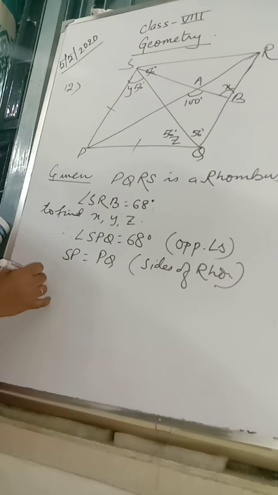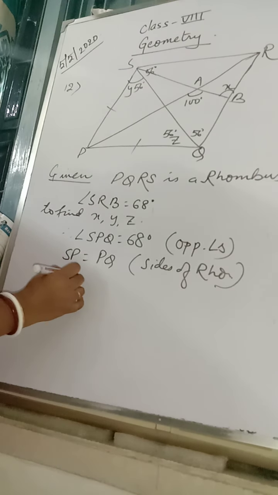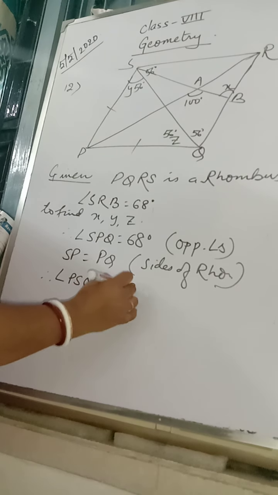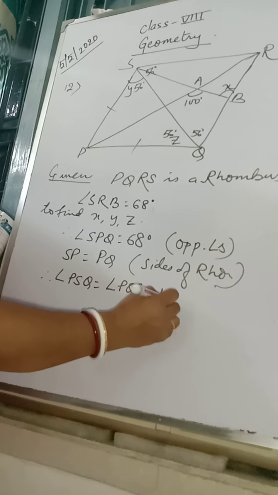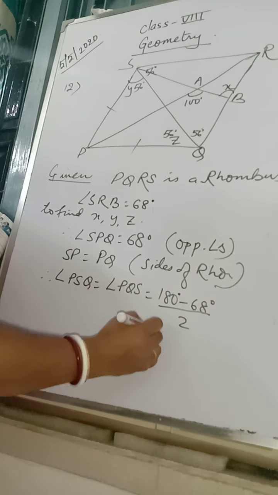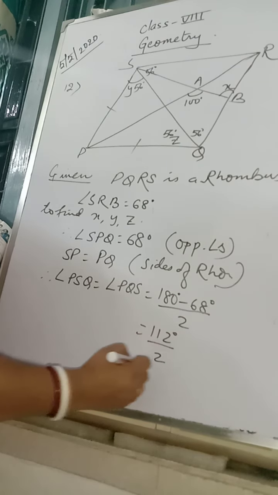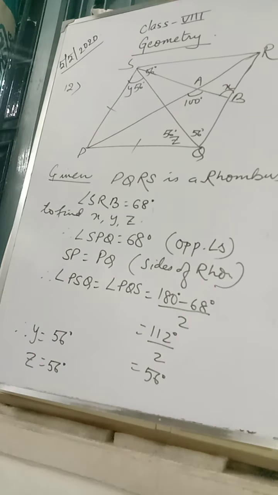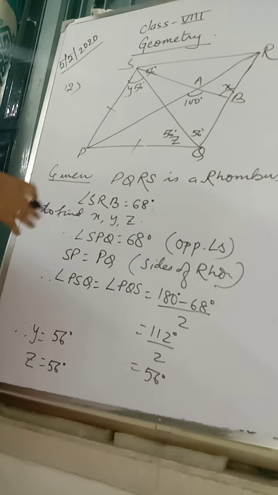So that's what angle PSQ will be equal to angle PQS, which is equal to (180 minus 68) by 2, or 112 by 2, which is equal to 56 degrees. So Y is equal to 56 degrees, Z is equal to 56 degrees. Better you write this. Now once we got Y and Z, these two we got. Now this work is over.